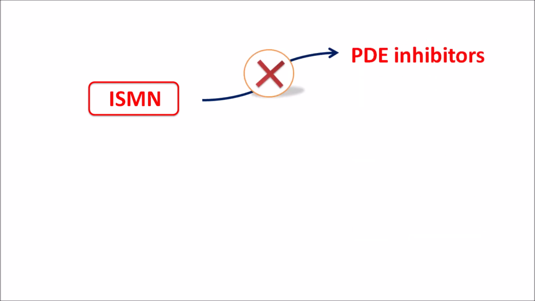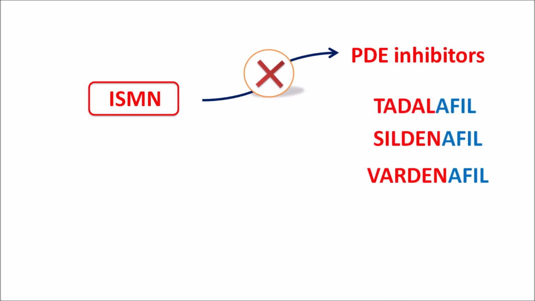Now let us see the contraindications of this drug. Since isosorbide mononitrate acts as a vasodilator, this drug should not be combined with phosphodiesterase type 5 inhibitors. The drugs like tadalafil, sildenafil, vardenafil, avanafil, all these drugs are used to treat pulmonary hypertension as well as erectile dysfunction. And these drugs should not be combined with isosorbide mononitrate in order to avoid severe hypotension.